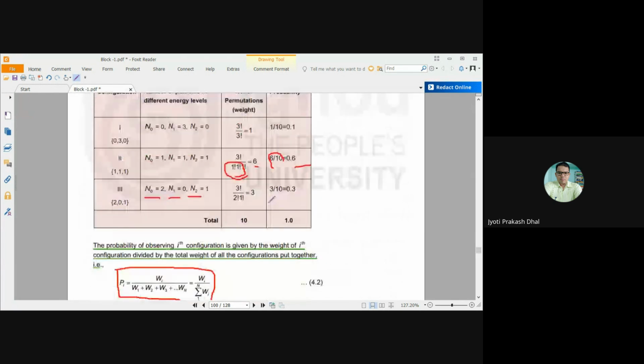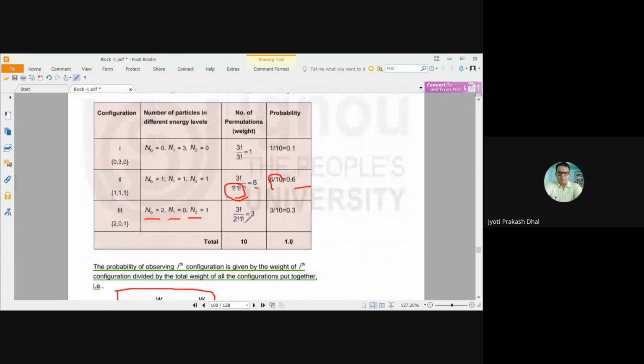So you can see here N factorial is 3 factorial and N0 factorial is 2 factorial, N1 factorial is 0 factorial, that is nothing but 1, N2 factorial is 1 factorial. So the numerator becomes 3 factorial, that is 6, and the denominator becomes 2 factorial, that is 2. So 6 by 2, that is 3. The probability will be 3 by 10, that is 0.3.